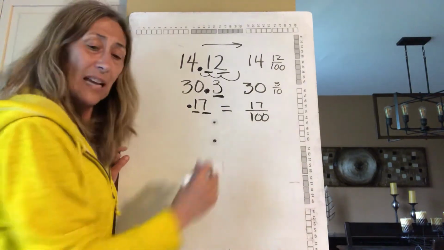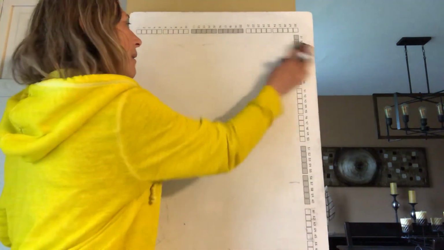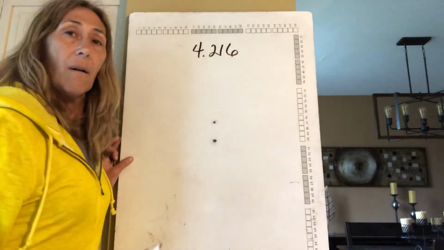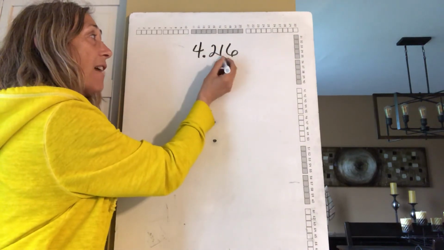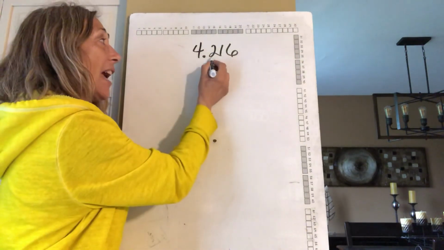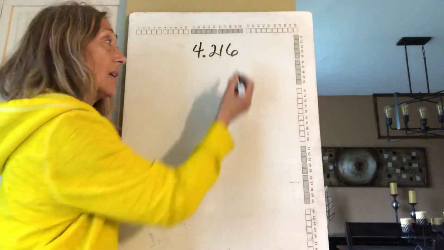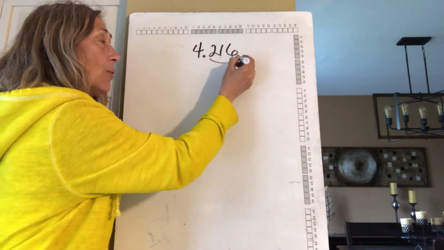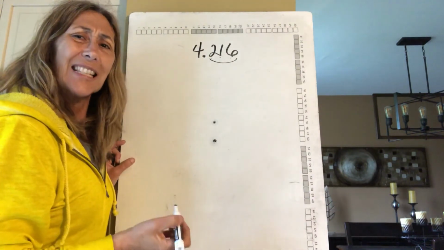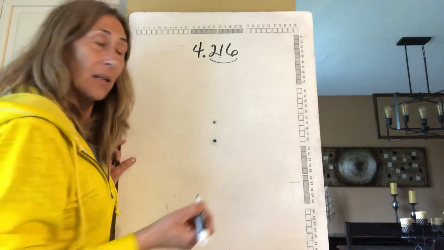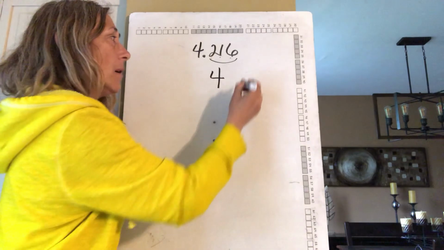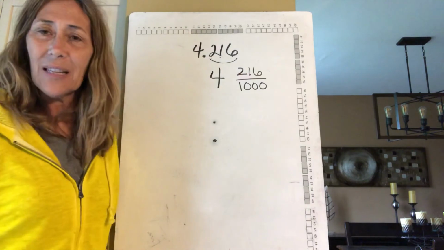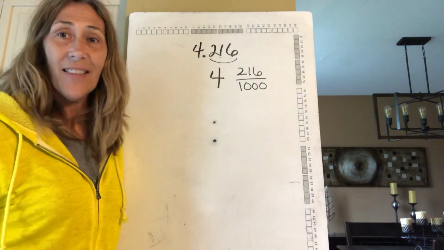So I could even have a decimal, here's my decimal point, then I have tenths, hundredths, thousandths. I would say 4 and, then I would read those together, 216 thousandths. As a mixed number, 4 and 216 thousandths. There you have it. Math is patterns.